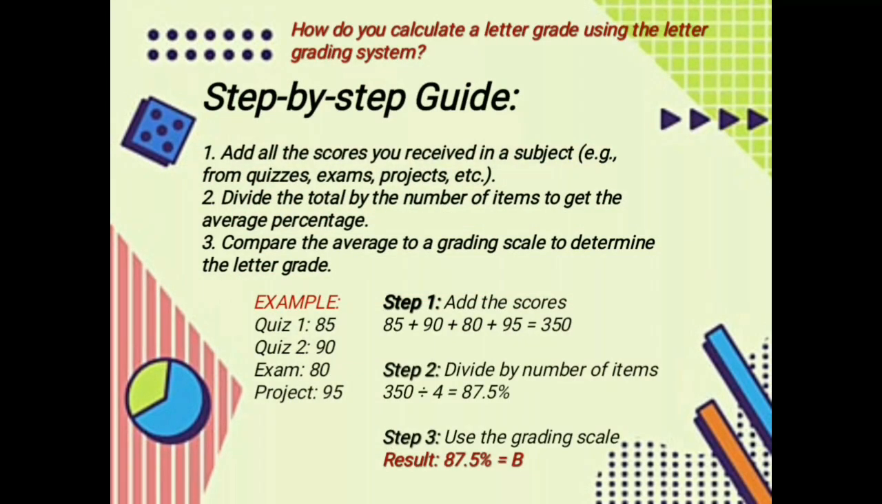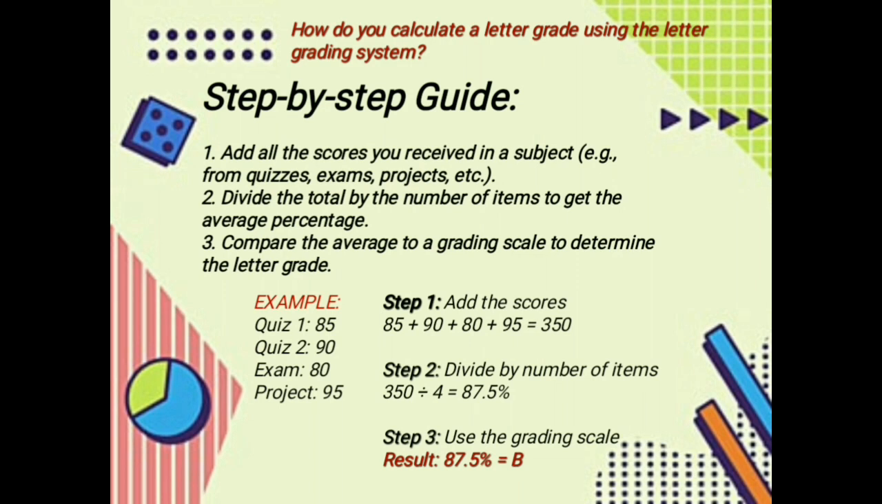Next, how do you calculate a letter grade using the letter grading system? So, meron po ditong step-by-step guide. First, add all the scores you receive in a subject, for example, from quizzes, exams, and projects, etc. Then second, divide the total by the number of items to get the average percentage. Then number 3, compare the average to a grading scale to determine the letter grade.